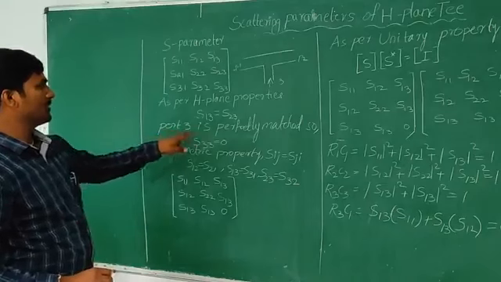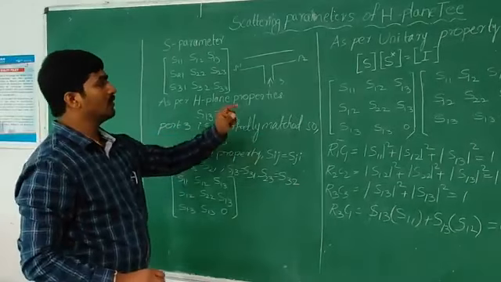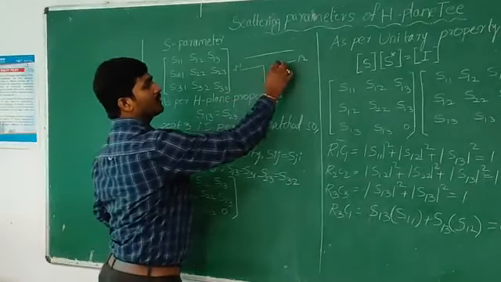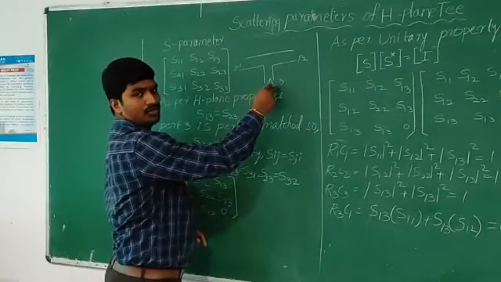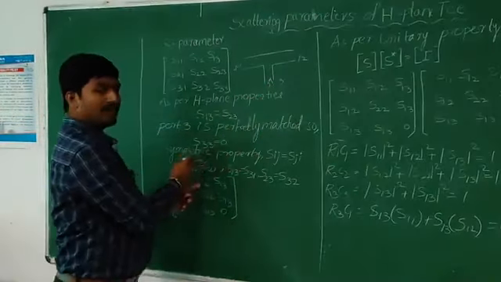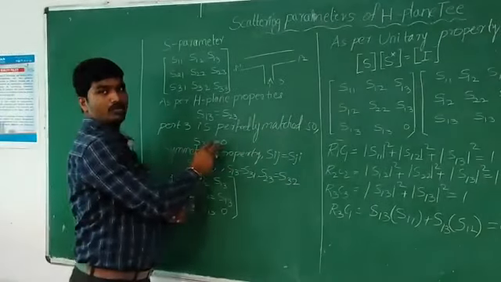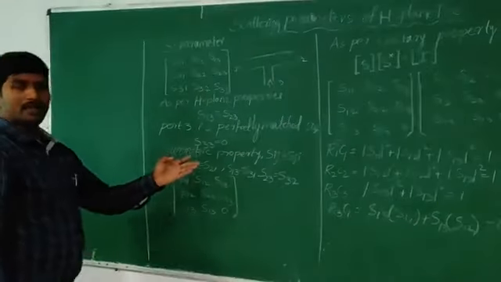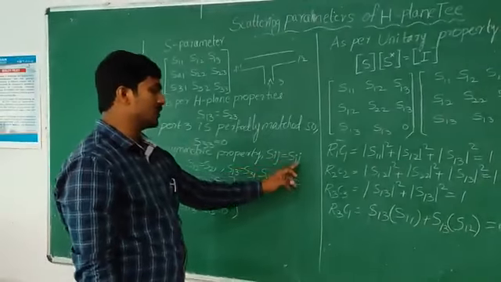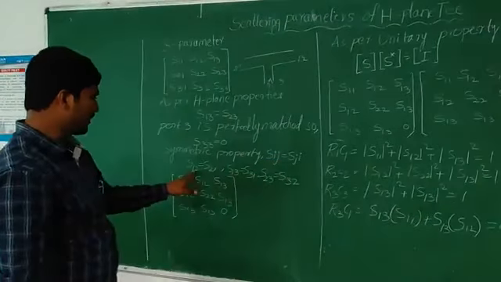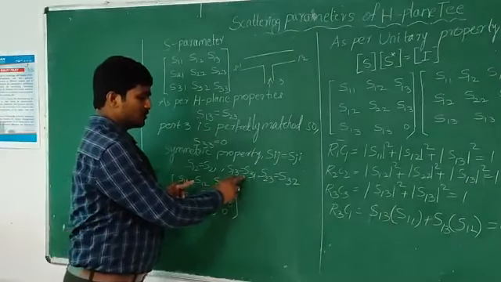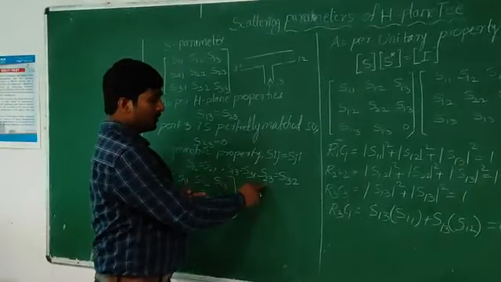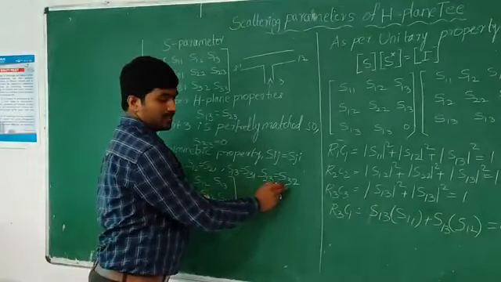Now port 3 is in a perfectly matched condition. When we apply the microwave source here, the reflection of the microwave is 0. So we can write S33 equals 0. As per the symmetry property, Sij equals Sji. So we can write S12 equals S21, S13 equals S31, and S23 equals S32.